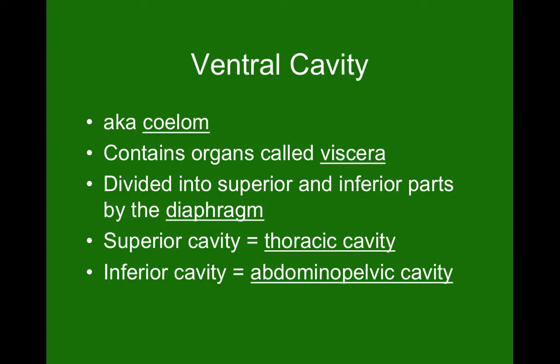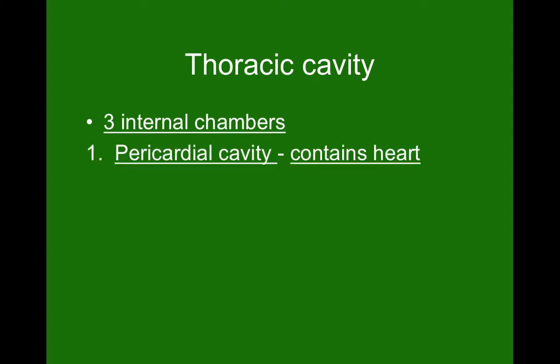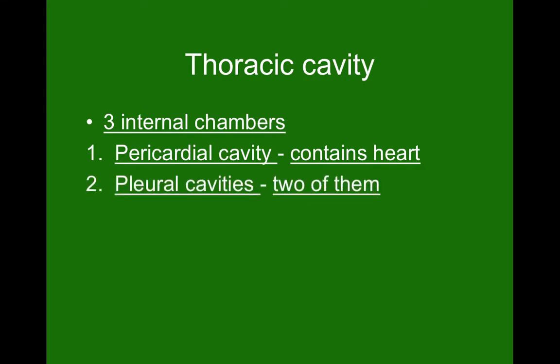All right, let's take a closer look then at that thoracic cavity. Within the thoracic cavity, we have three internal chambers. We have the pericardial cavity, which contains the heart, and pleural cavities. We actually have two of them. So we have the two pleural, and then the one pericardial gives us three cavities inside of the thoracic cavity.